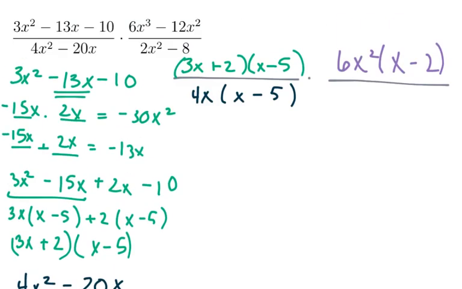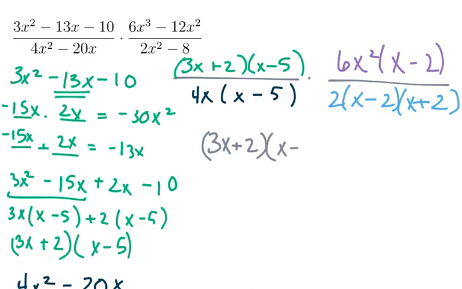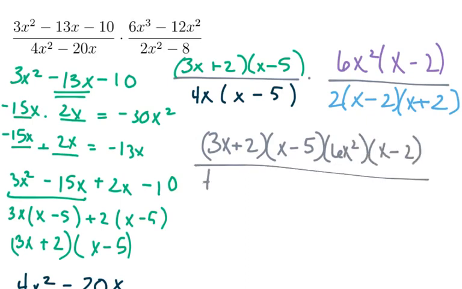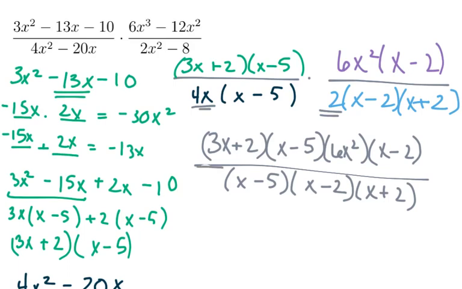Okay? So we will replace 2x squared minus 8 with that. And now we can go ahead and just rewrite it all in one line. 3x plus 2 times x minus 5 times 6x squared times x minus 2 all over 4x times x minus 5 times x minus 2 times x plus 2. And I'm actually going to change this to 8x because I'm going to do the 4 times the 2.